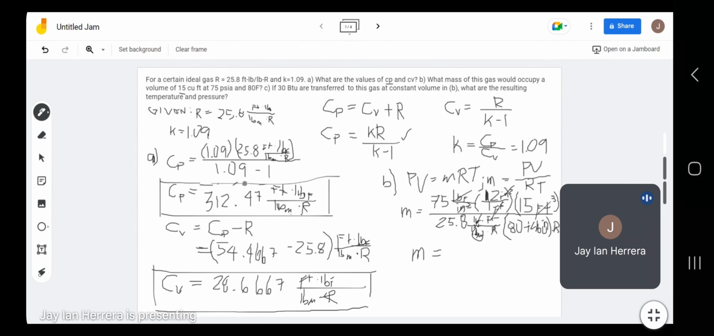Pero dito, mag-iiba na din. So magiging 312.47.